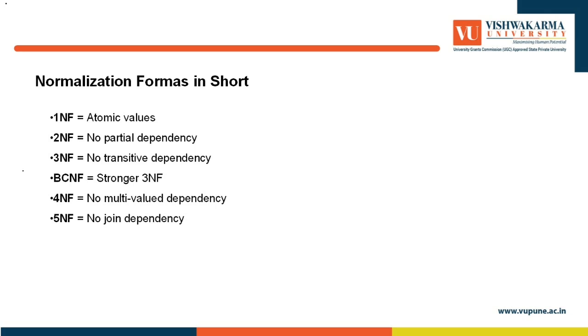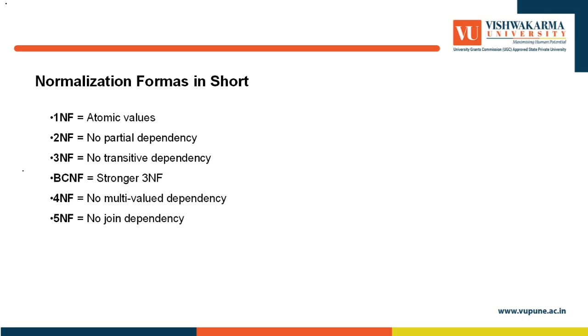Let's now talk about the different normal forms in normalization. These are basically steps we follow to improve the structure of our database tables. Each step fixes a specific problem. Let's go one by one. First is first normal form, eliminate repeating groups and ensure atomic values.